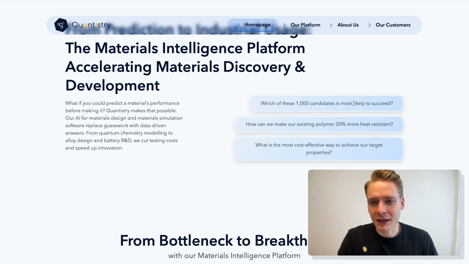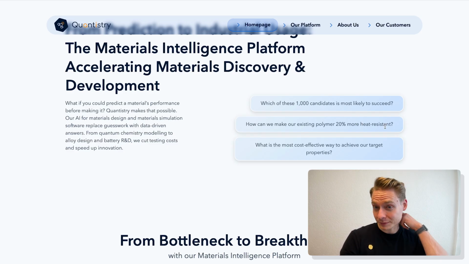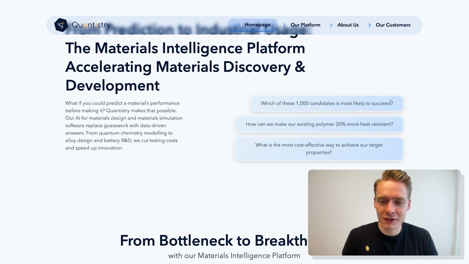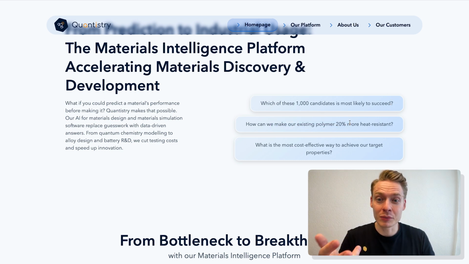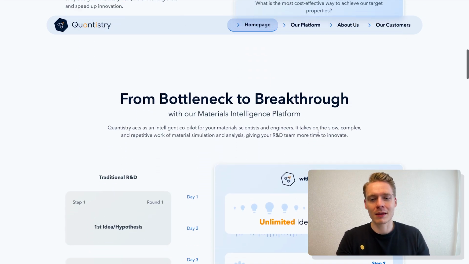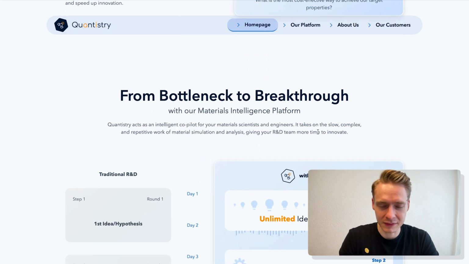So which of these 1,000 candidates is most likely to succeed is a question that they would, for example, answer if you give them specific material characteristics. How can we make our existing polymer 20% more heat resistant? So the first one is basically you give it a whole pool of materials and it picks the best one for your choice. This one is how can you improve the polymer? So this is basically taking an existing one and optimizing it towards something specific. And then the last one here is what is the most cost-effective way to achieve our target properties. So this is, let's say, looking very much at the processing side of things, in the, let's say, synthesization process, right?